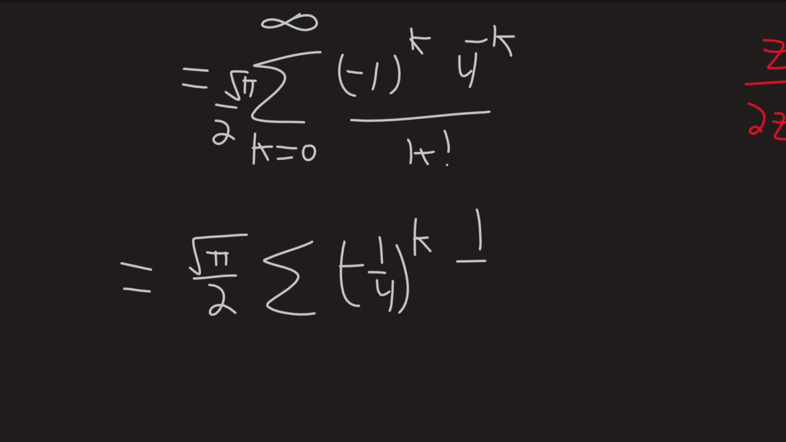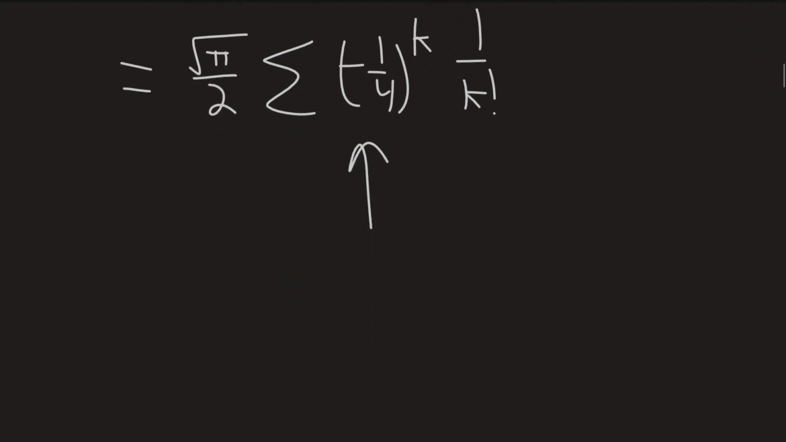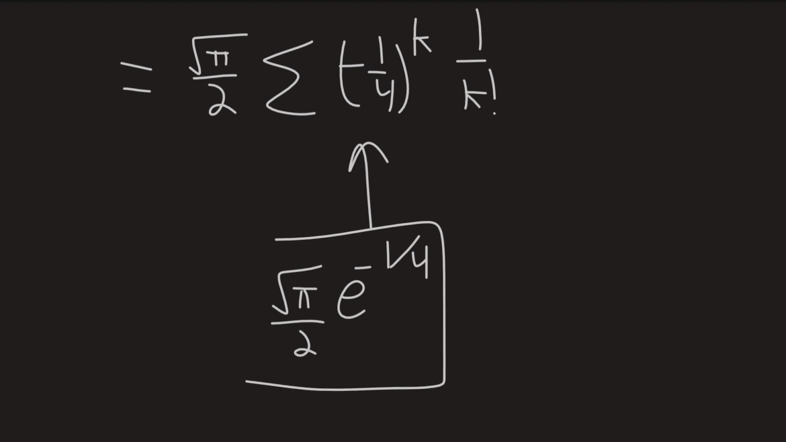And you'll realize that this right here is nothing but the power series for e to the x, meaning that what we actually have is e to the minus 1/4 times the square root of pi over 2. And that right here is really just the answer. This is just our integral right here.